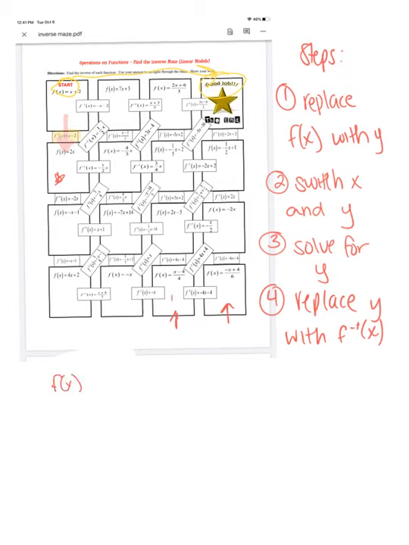So f of x equals x minus 4 all over 4. So the first thing I want to do is replace my f of x with y. So, okay, so that's step 1. So I'll put a little 1 here. Step 2 is then to switch my x and my y. So I just replaced my x with my y and vice versa. Okay, now step 3 is to solve for y.